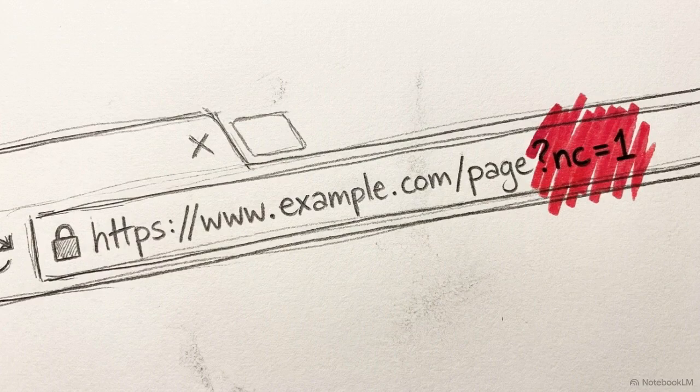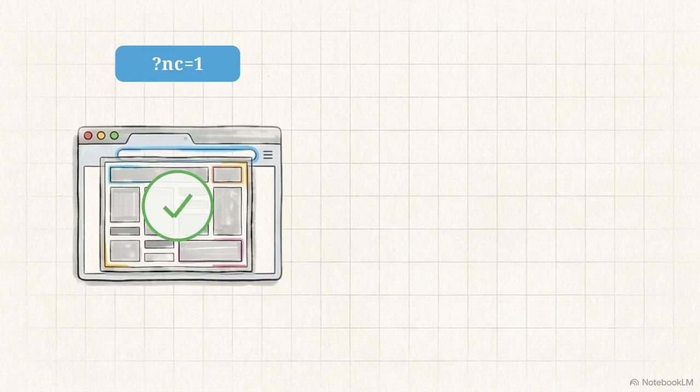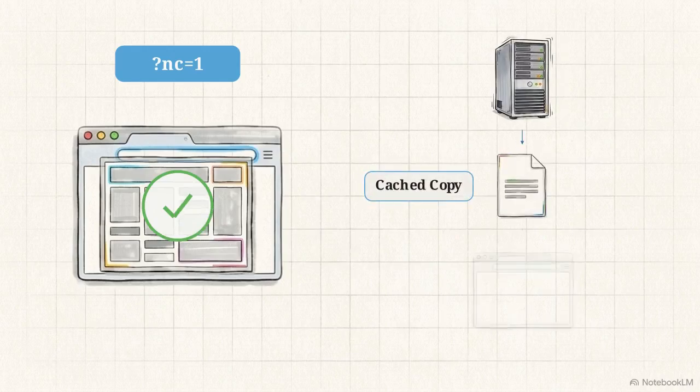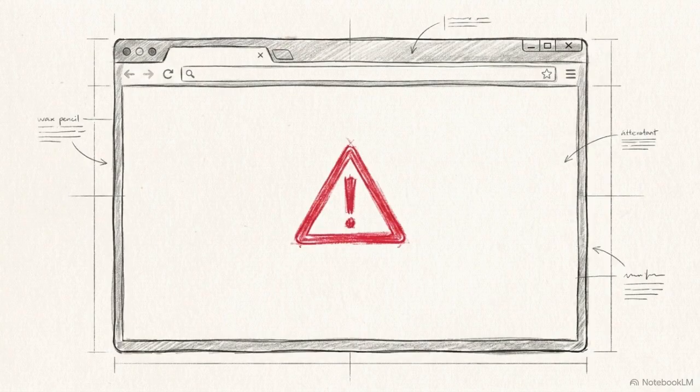Step 1 is a cache bust. Open a private window and add the query string ?nc=1 to the end of your website's URL. This proves if the error is live. If the site loads now, you are viewing a cached copy of a previous crash. If it remains blank, the fatal error is active and requires a server-level fix.